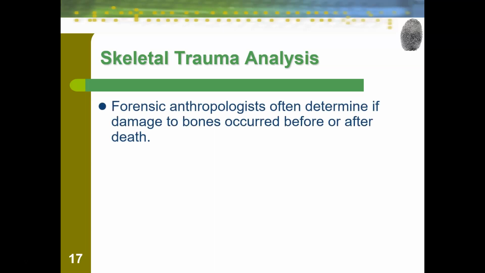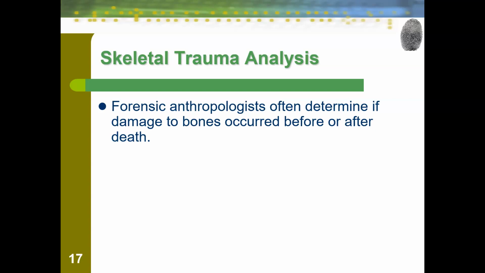Now, last but not least, once we've determined age, sex, height, all of these important things about an individual, like a medical examiner, a forensic anthropologist can also look at what might have happened to this person by performing a skeletal trauma analysis. So forensic anthropologists often determine if damage to the bones occurred before or after death. This is important to determine which injuries occurred before death. If so, they can even determine how long before death they may have occurred, or after death.